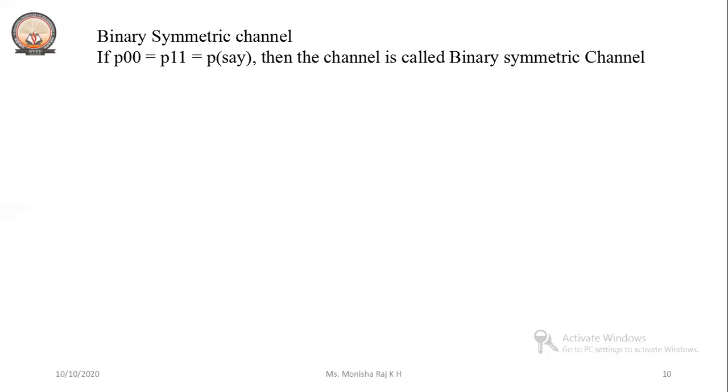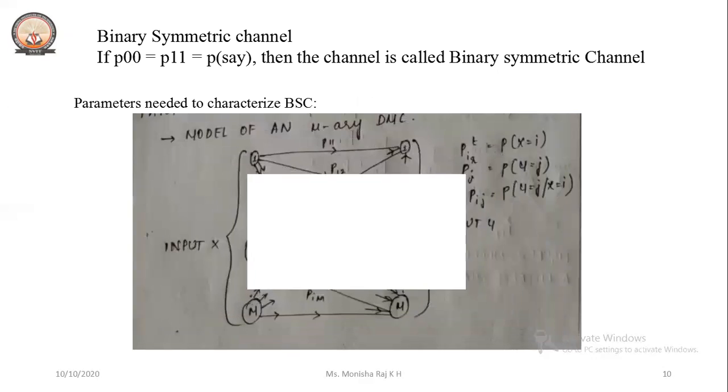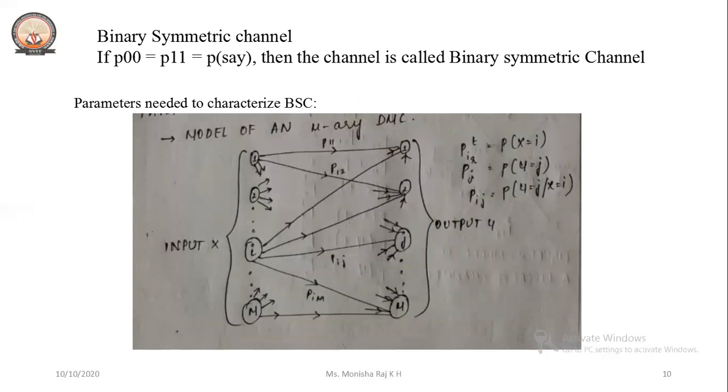For that, we need to consider a model of an M-ary discrete memoryless channel. That is as shown in the slide. Previously, we had seen it for just 2 inputs and 2 outputs, but this is for an M-ary discrete memoryless channel. For this, we'll be defining certain parameters that will characterize the binary symmetric channel. What are those? Before knowing that, we need to generalize an equation for error for the M-ary discrete memoryless channel.